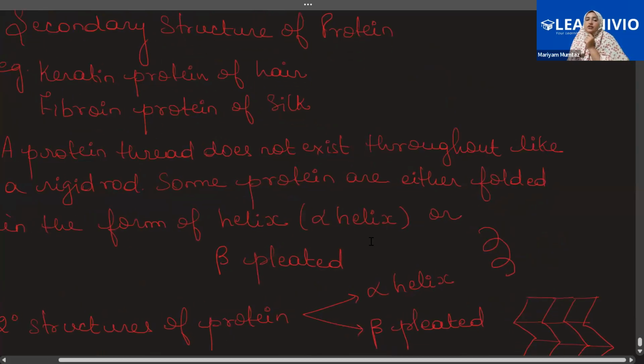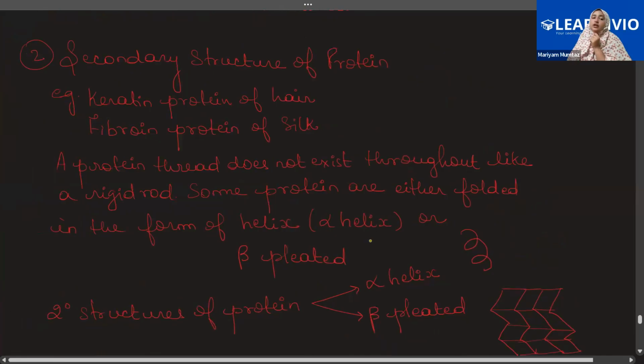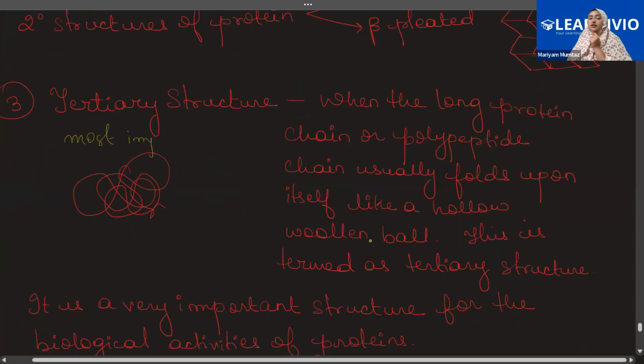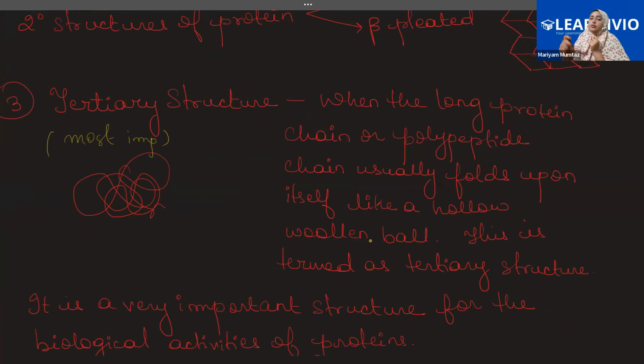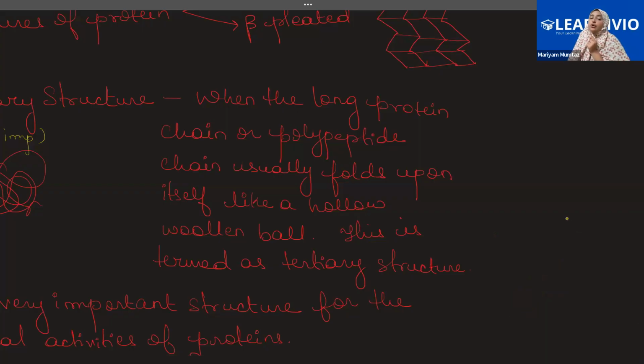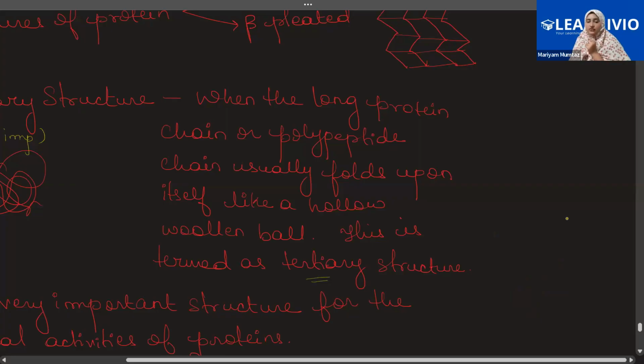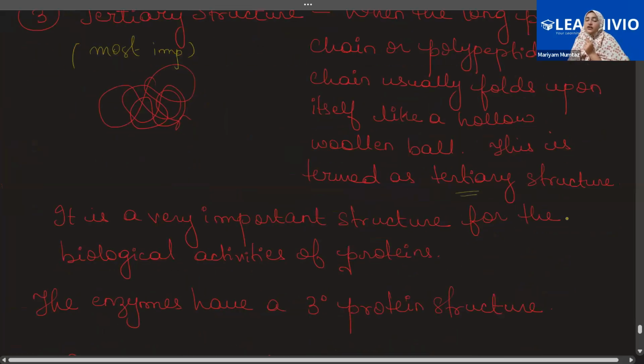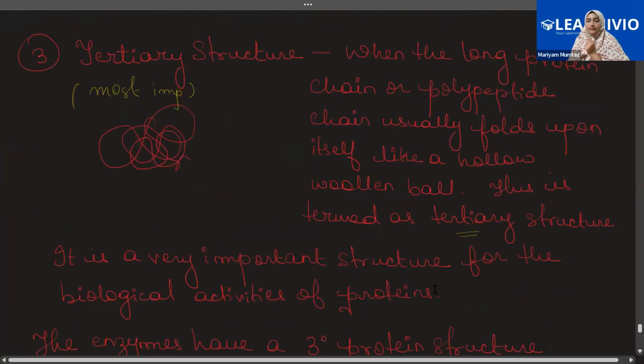Then comes the tertiary structure, the most important structure. Because of this particular structure, all of the enzymatic activities occur in our environment. Why? Because enzymes have a tertiary structure of a protein. When long protein chains form a ball like this, that is the tertiary structure. They usually fold upon themselves like a hollow woolen ball. This is a very important structure for the biological activities of proteins, that is, for enzymes. Always remember the enzymes.